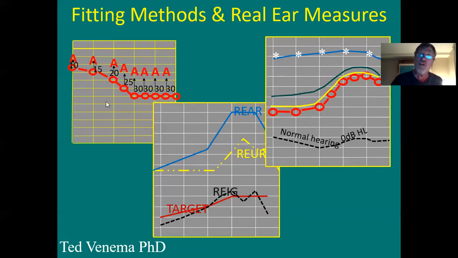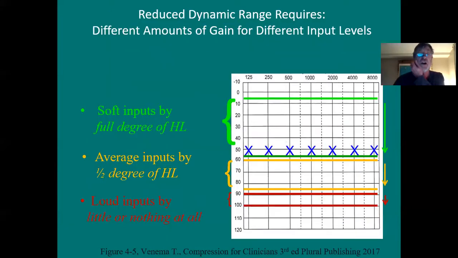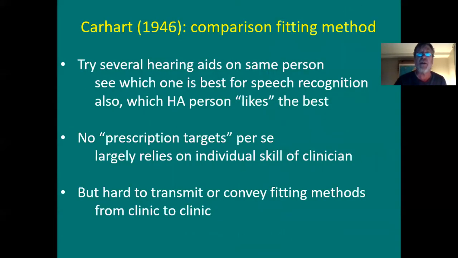So functional gain, 1960s, 1970s, 1980s. Insertion gain, 1990s up to 2010. In situ output from 2010 to 2019. Okay, so this is real ear verification and how we did it. So where are we moving here? Let's see. You got this?